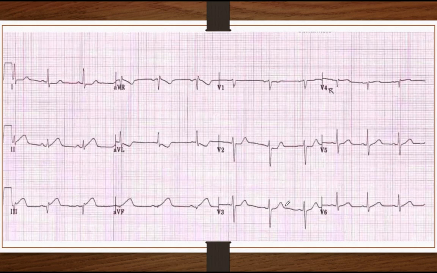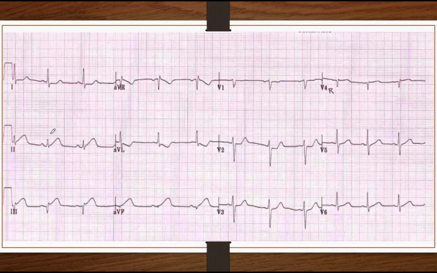What do we see on this ECG? On this ECG, as our case suggests, we are looking at an inferior STEMI. So where do we look? We are looking at standard lead 2, lead 3, and aVF.